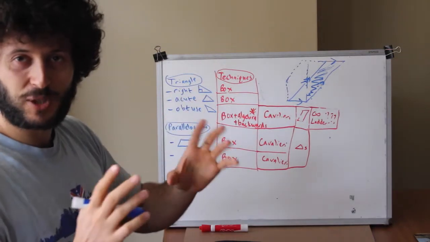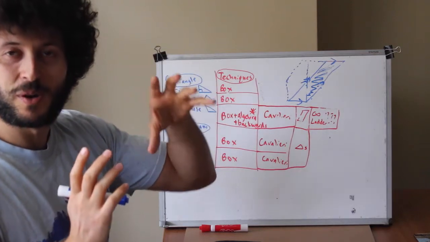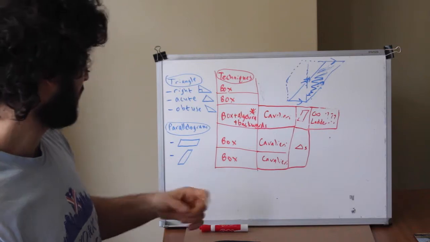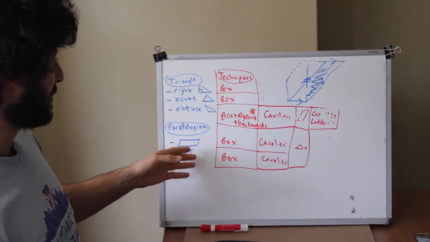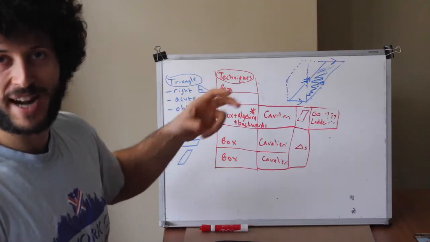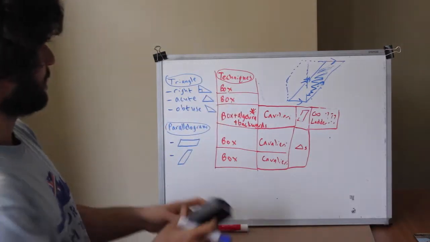Whatever your shape is, we try to put it into a box because we know that the box is just base times height, and then we find that for a parallelogram, it is base times height. For a triangle, it's 1/2 base times height. So we try to find some fraction of the base times height. All right.